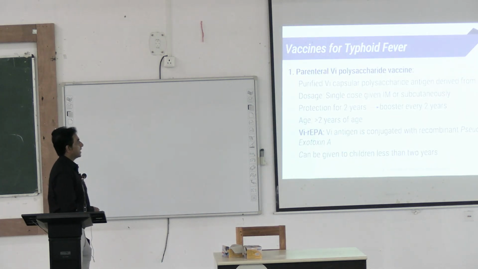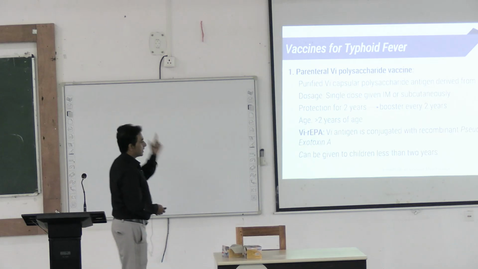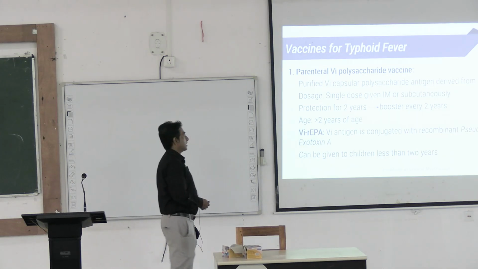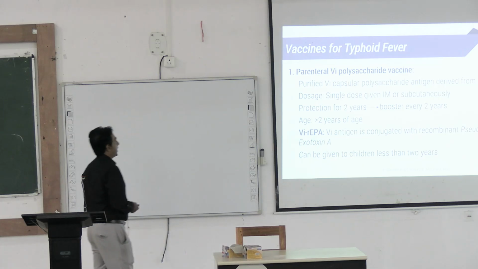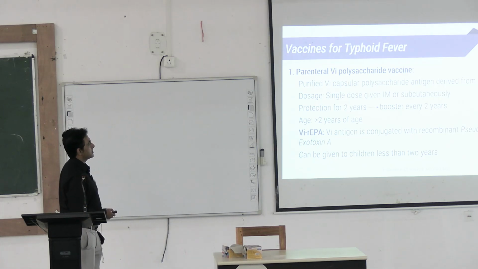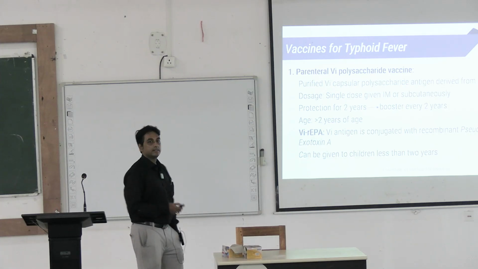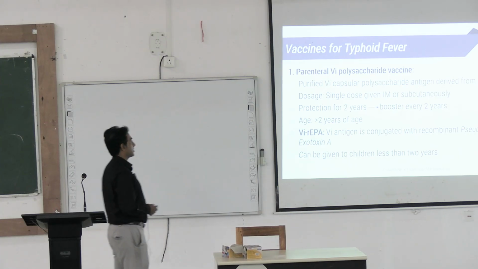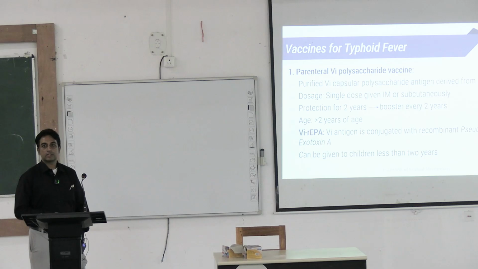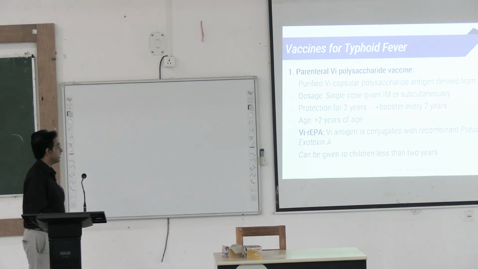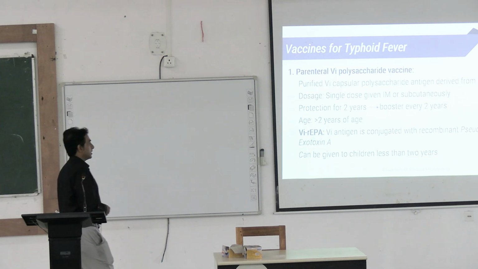What are the vaccines for typhoid fever? This is also another important topic for short note. Parenteral Vi polysaccharide vaccine: purified Vi capsular polysaccharide antigen derived from the Salmonella typhi strain Ty2. Dosage is a single dose intramuscularly or subcutaneously. This gives protection for 2 years. A booster is required every 2 years. Age at least more than 2 years.